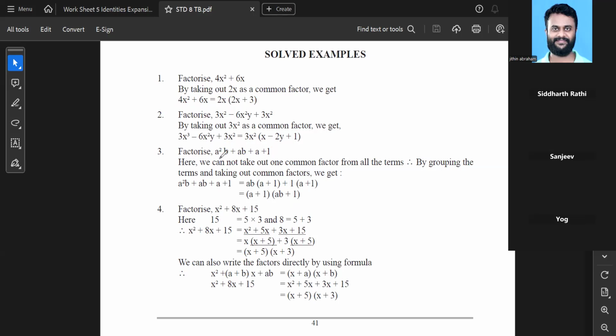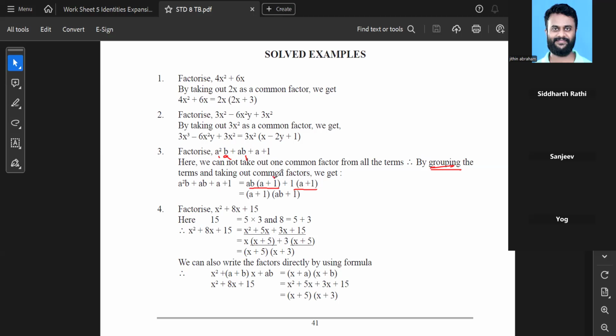So in the third sum, as you can see, I can take nothing common outside from all four factors. So whenever you are stuck in such kind of problems, what you have to do is grouping. You divide it into groups and then you take common, such that whatever you are left with, for example, in this case, a square plus a square b plus ab plus 1. When I took ab common, what I was left with is a from here and one from here. That is a plus 1 over here. And from the other one, when I take one common, I'm left with a plus 1.